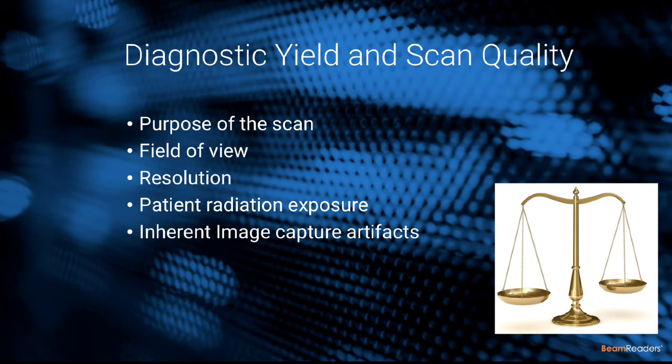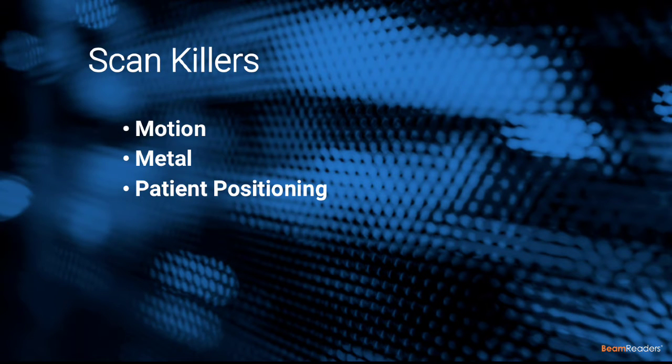Finally, we have to consider inherent image capture artifacts. This is a rotational image, and not every structure in the body is round, and not every structure in the body is a straight line either. So these are some of the issues that we've run into with 2-dimensional imaging, and the same thing holds true for 3-dimensional imaging. So today we're going to focus in on 3 aspects of image quality that we call scan killers here. Number 1 is motion. Number 2, metal or metallic restorations or artifact that we see, and finally talk a little bit about patient positioning.